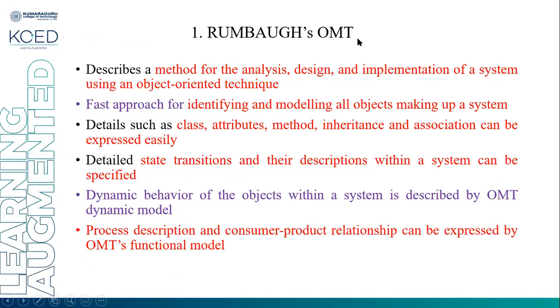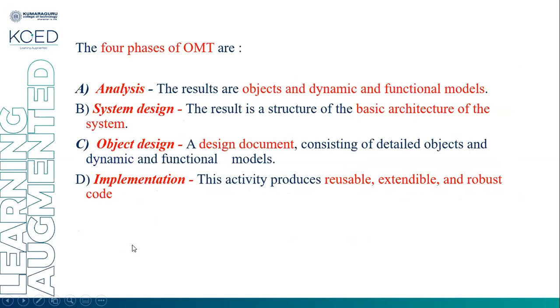First one is Rumbaugh's OMT, object modeling technique. It describes a method for analysis, design and implementation of a system using the object-oriented technique. It is a fast approach for identifying and modeling all the objects making up a system. Details such as class, attributes, methods, inheritance and association can be expressed very easily. Detailed state transitions and their description within the system can be specified. The dynamic behavior of the objects in the system is described in the OMT dynamic model. Process descriptions and consumer-producer relationships can be expressed by the OMT functional model.